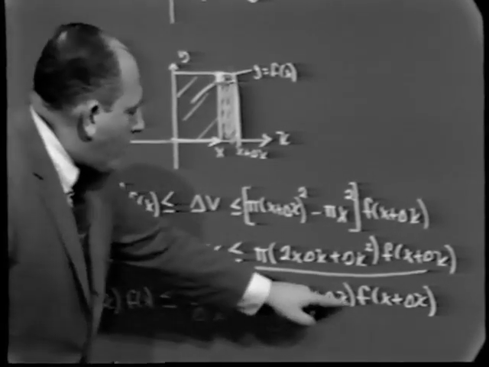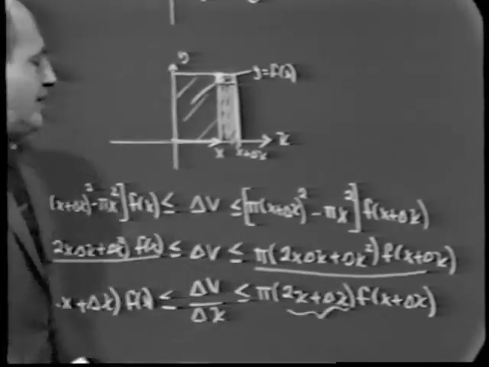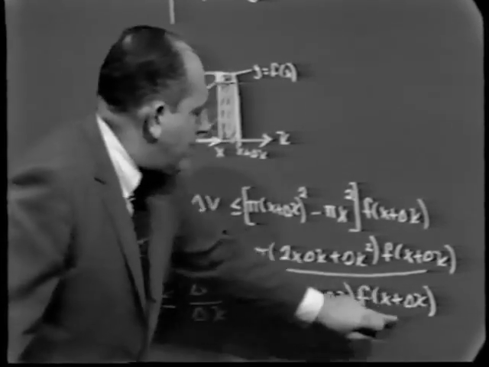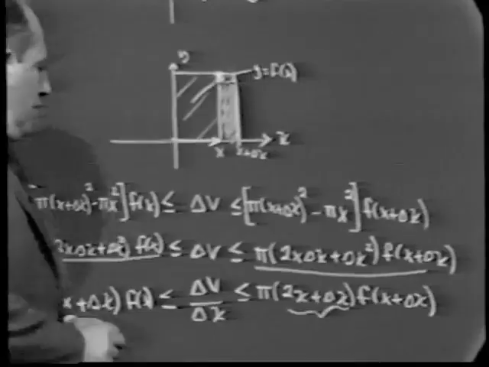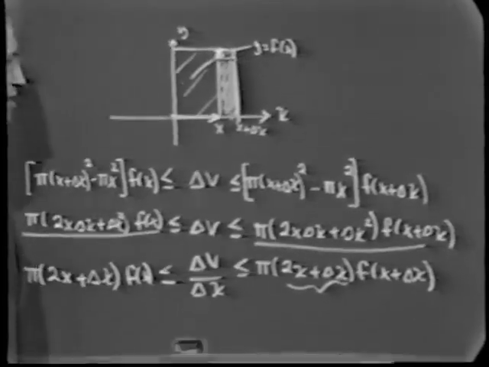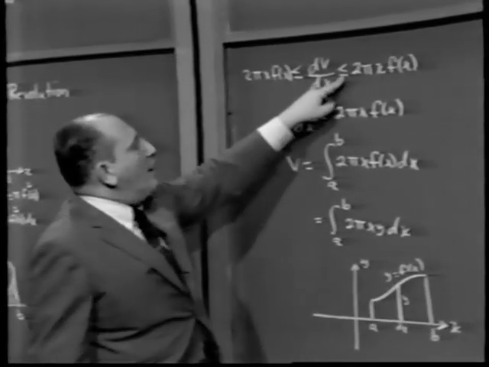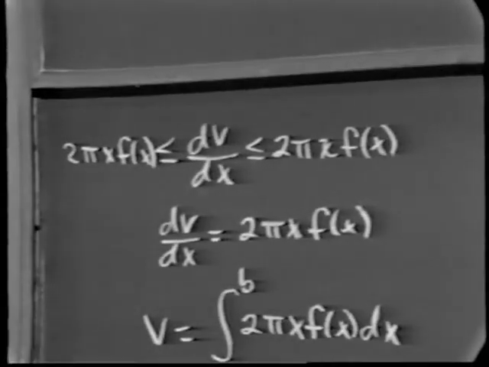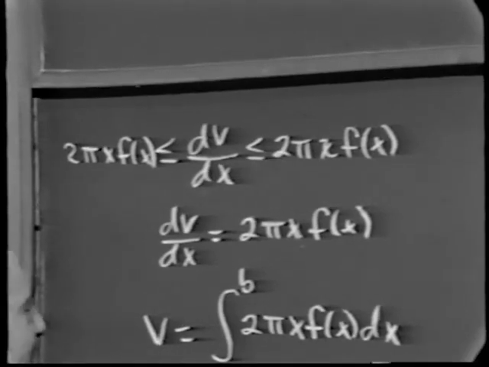Notice also what happens to the right-hand side. This factor, as delta x approaches 0, becomes 2x. And because f is continuous, as delta x approaches 0, f of x plus delta x approaches f of x. In other words, then, in the limit, as delta x approaches 0, I have that dv dx, on the one hand, can't be any greater than 2 pi x times f of x. On the other hand, it can't be any less than 2 pi x times f of x. Consequently, it must equal 2 pi x times f of x.